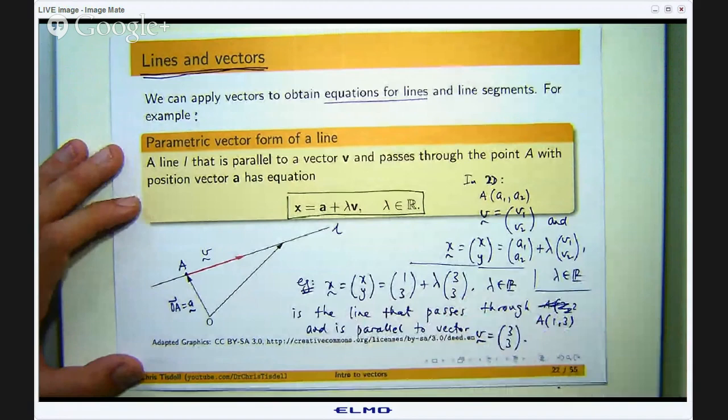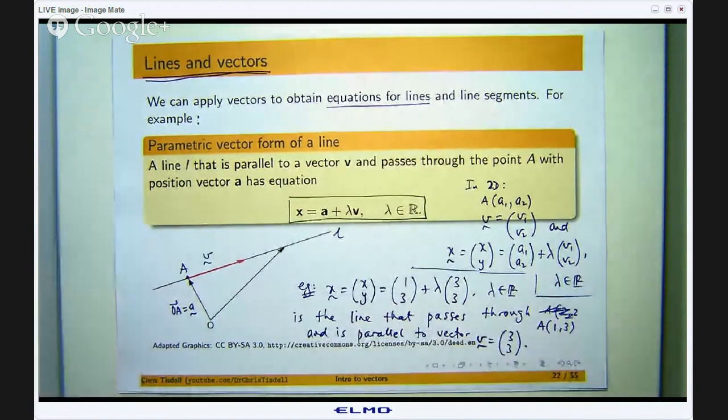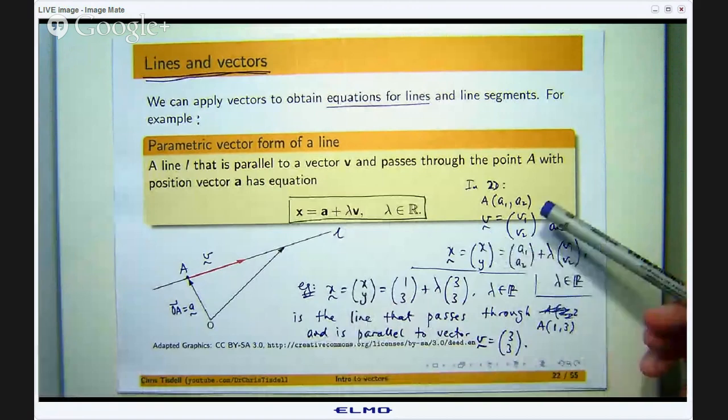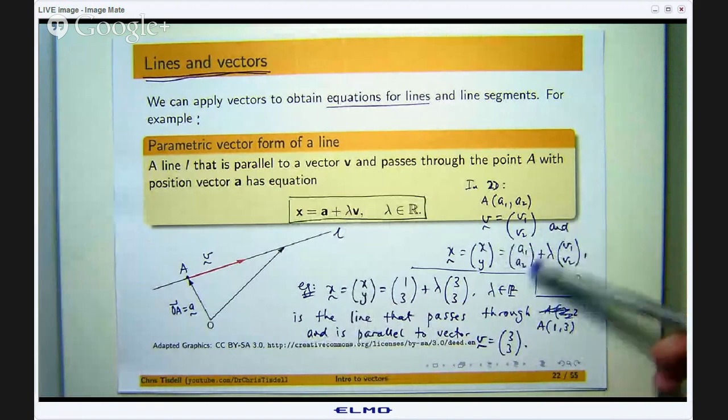All right, now this definition is not limited to 2 dimensions. You can have the x vector representing the column vector x, y, z, and then these vectors would have an extra component, a3 and v3. But it's easy to start in the 2-dimensional case because we're all familiar with y equals mx plus c.